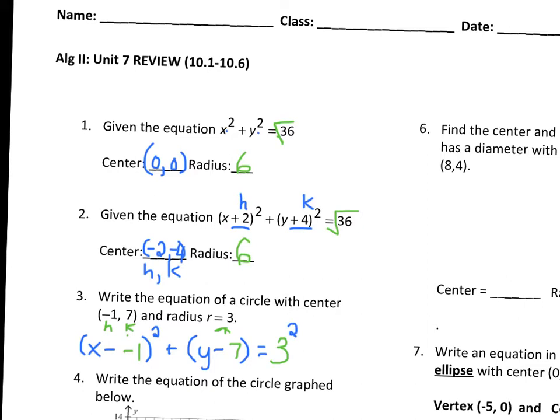So let's go through and simplify some stuff. Looks like we can make that into a plus sign, and we can change that 3 squared to 9. And that'd be your final answer. Oops, forgot to square that y quantity. Alright, there we go.